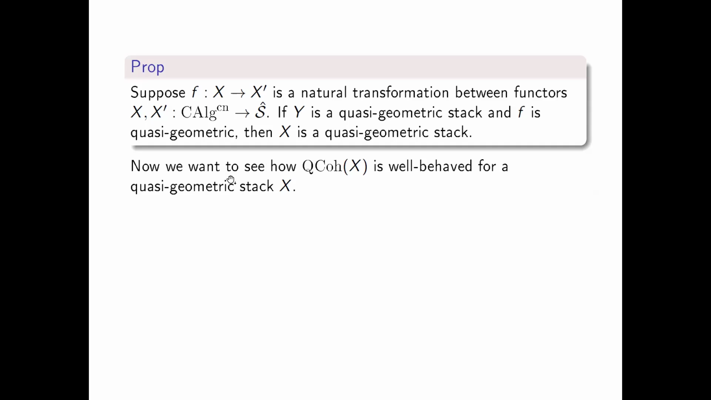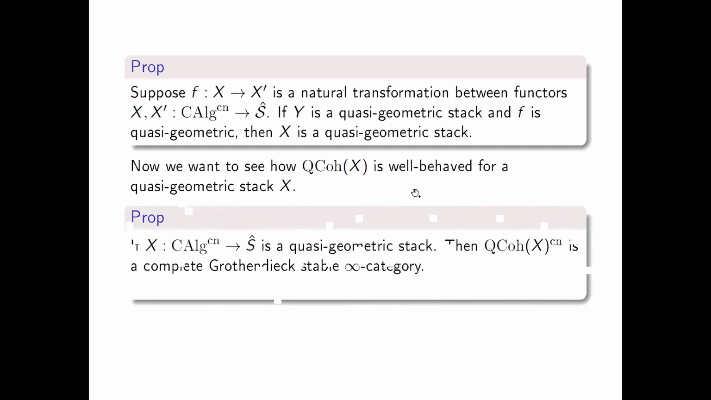All right. Now we want to see how quasi-coherent sheaves on X are well behaved for a quasi-geometric stack X. So here's the proposition. You start off with a quasi-geometric stack. Then this Q X Cn is a complete Grothendieck stable infinity category.